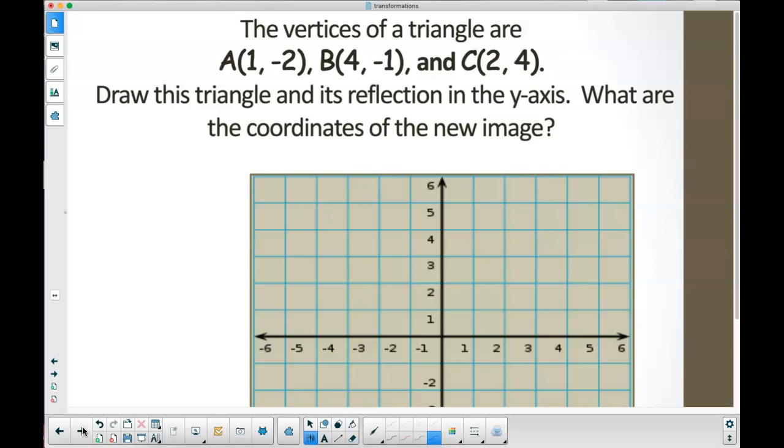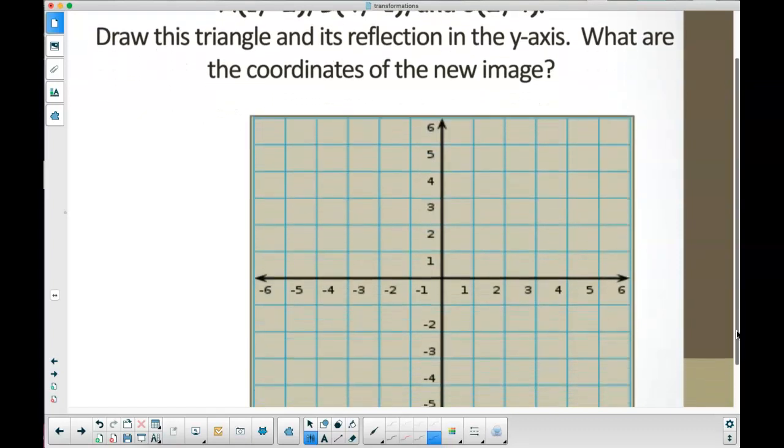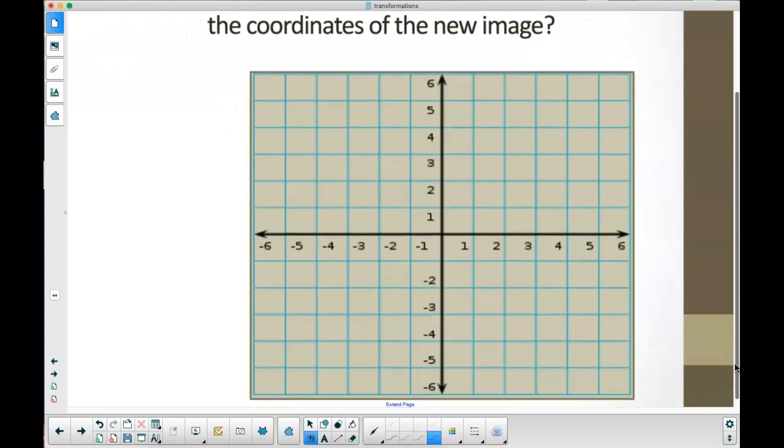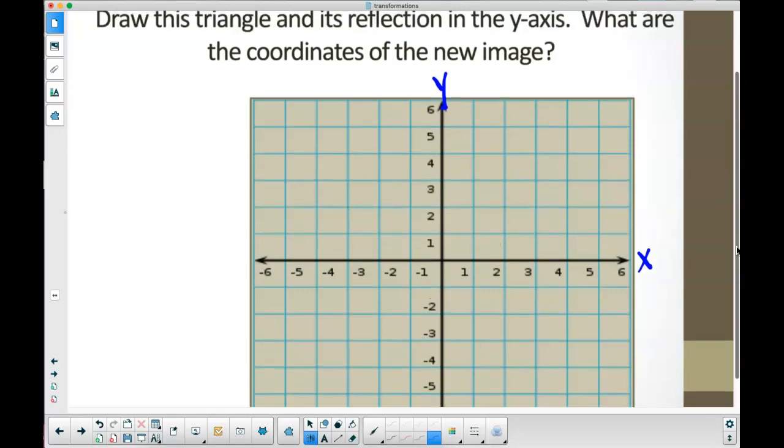So here we have the vertices of a triangle, A, B, and C again. It says, draw the triangle and its reflection in the y-axis. What are the coordinates of the new image? First of all, we have to understand the difference between the x and the y-axis. When I look at this grid, which one's the x-axis and which one's the y? Can you remember? Label this if you need to. This is y, this is x. Okay. We are going to graph this.